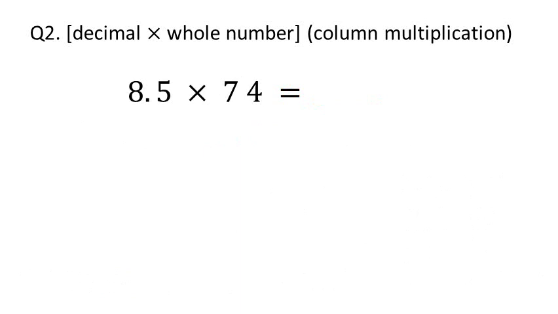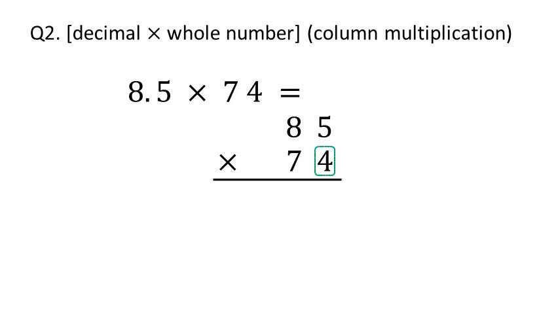Now let's try another question. 8.5 times 74. First of all, let's ignore the decimal point. So we calculate 85 times 74 by column multiplication. Do you remember how to multiply two digits by two digits? We need to focus on 4 first.